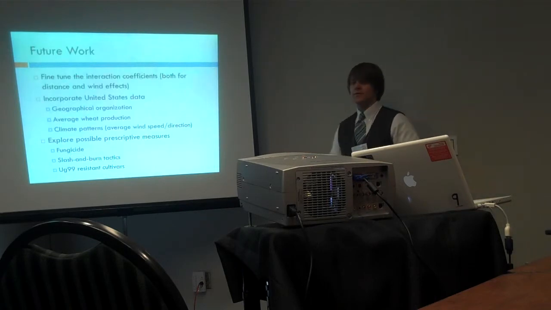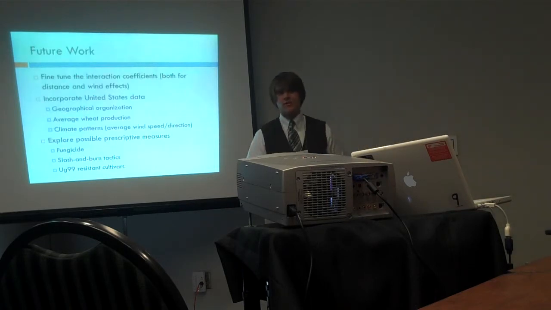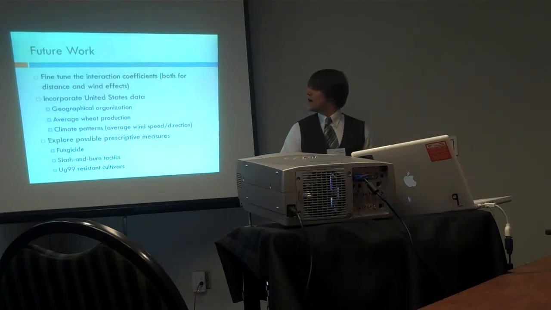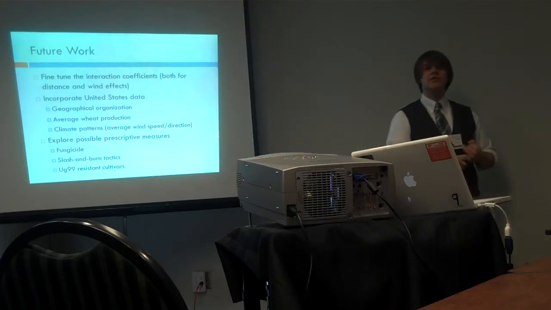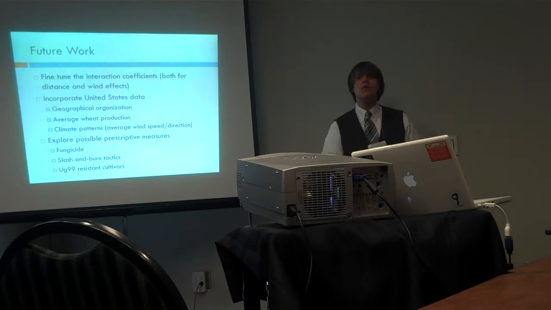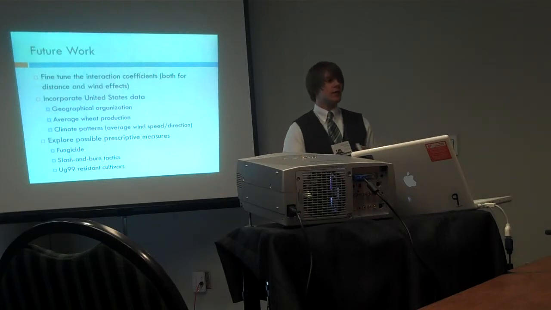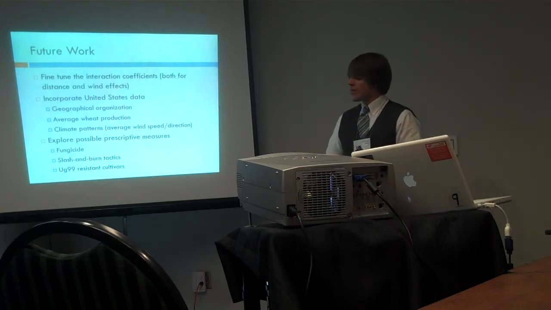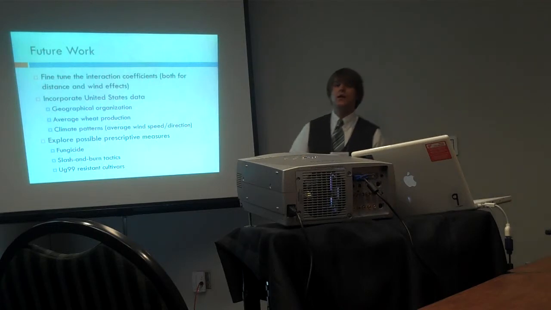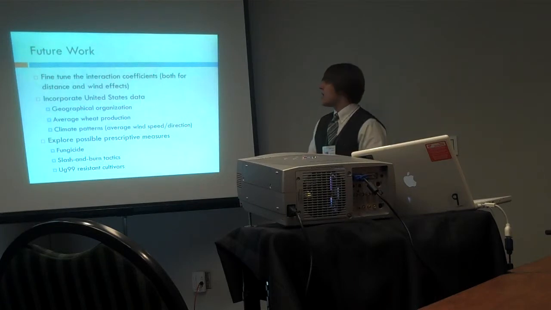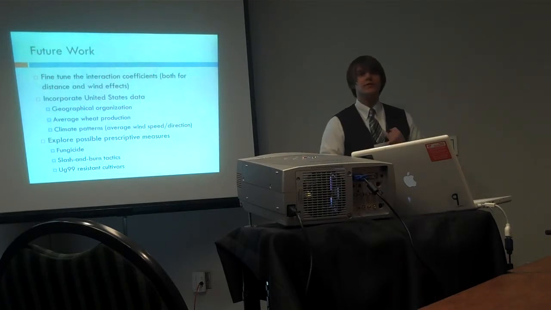So what do we want to do after this? There's a lot of stuff actually that we want to keep going on. Hopefully we'll get time to it over the summer. The first thing we want to do is fine-tune those interaction coefficients, both as a method of the distance and of the wind effects. The reason that we want to do that is because it'll give us a much more accurate model. And then we also want to start incorporating the United States data, very specifically the geographical organization of the United States. We're going to break it up by county.